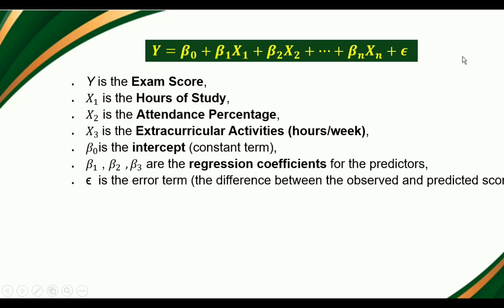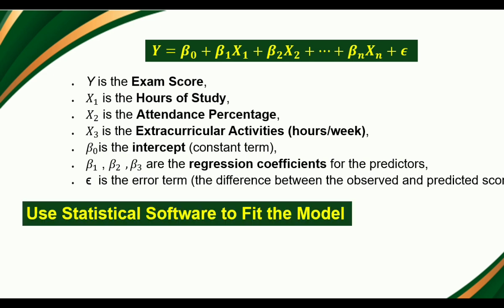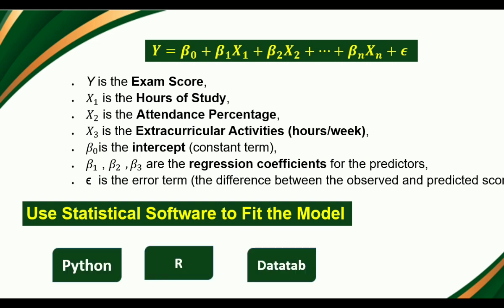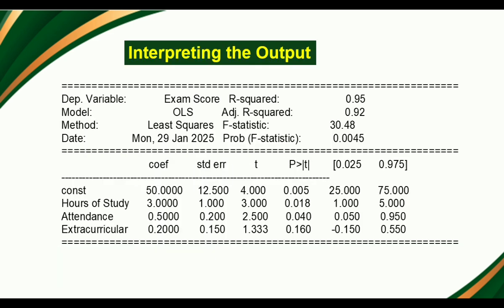Now, the first step that we have to do is to write the multiple linear regression model equation, which is y = β0 + β1x1 + β2x2. The next step would be to use statistical software to fit the model. We could use Python or Datatab, SPSS. Now, we'll have to interpret our output. This is the result. We'll have here R squared, adjusted R squared, the coefficients, standard error, and so on.